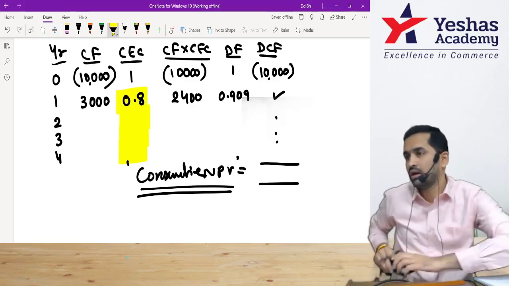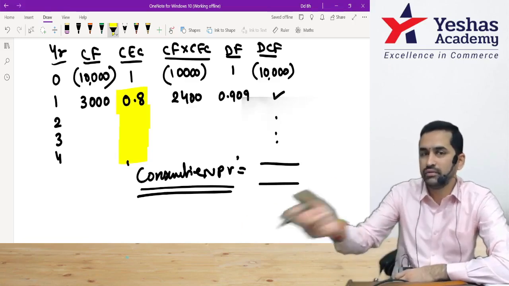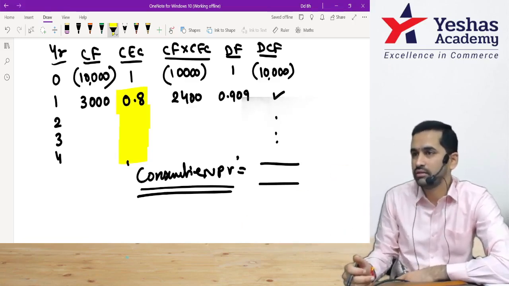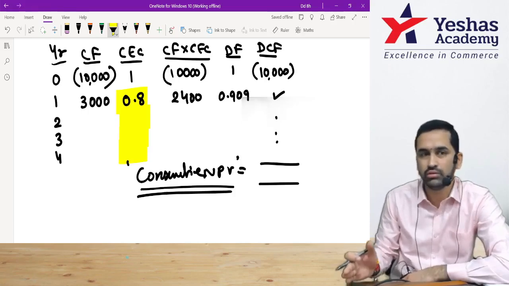But in the real world, how do you assign the certainty? It is very, very subjective. If you ask this guy, if you ask him, if you ask her, the answer will always be different. You will never get the same certainty equivalent coefficient.